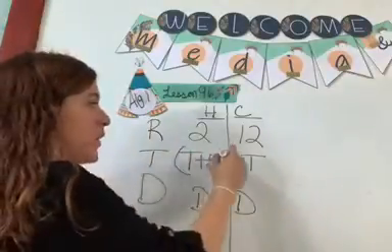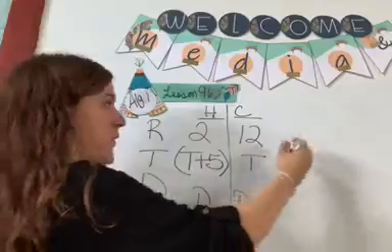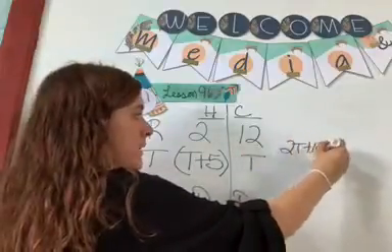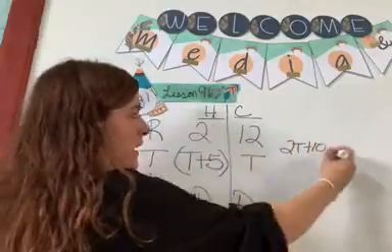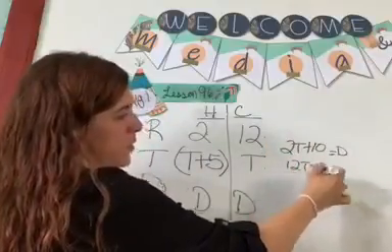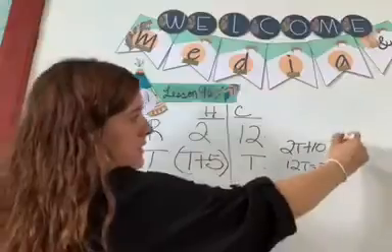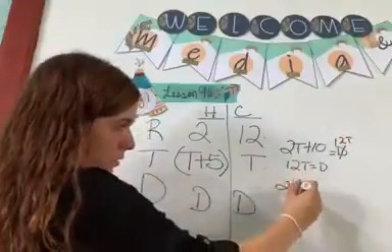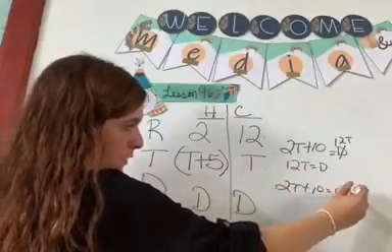Okay? So here we go. Let's set up our equations. 2 times t plus 5 is going to be 2t plus 10, because it's 2 times t and 2 times 5 equals d. And then 12t equals d. So we're just going to substitute this in here. 2t plus 10 equals 12t.